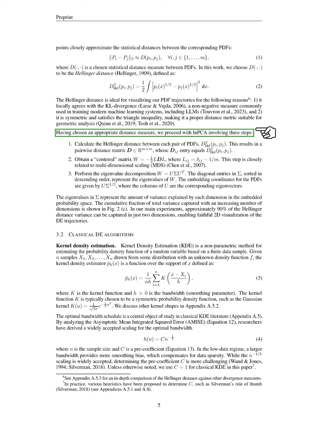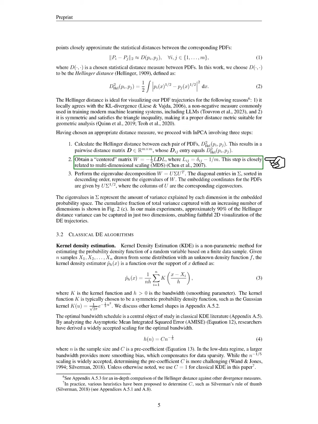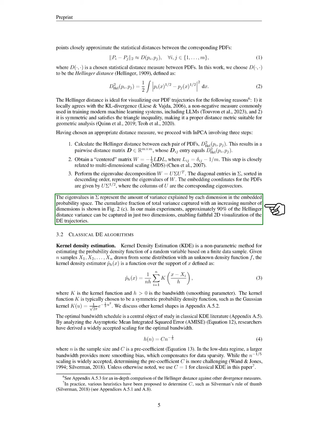Our InPCA process involves three main steps. First, we calculate the Hellinger distance for each pair of PDFs, creating a distance matrix. Next, we obtain a centered matrix from this distance matrix, which is related to multidimensional scaling. Finally, we perform eigenvalue decomposition on this centered matrix. The resulting eigenvalues indicate how much variance each dimension captures, and we find that about 90% of the variance can be represented in just 2 dimensions, allowing us to visualize the density estimation trajectories effectively.